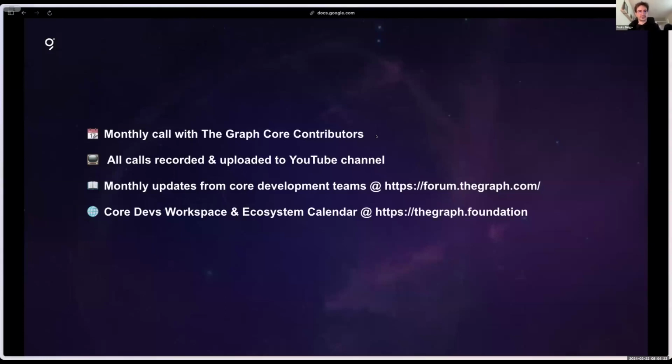First and foremost, if you're new here, as always, these Core Dev calls are recorded. We have it on a monthly basis. The goal is to share major updates with you folks and hear your feedback on those things. Everything is out in the open, so I highly recommend you check out our forum. There's a section where the different core dev teams are sharing updates on a monthly basis. I think those are super useful.